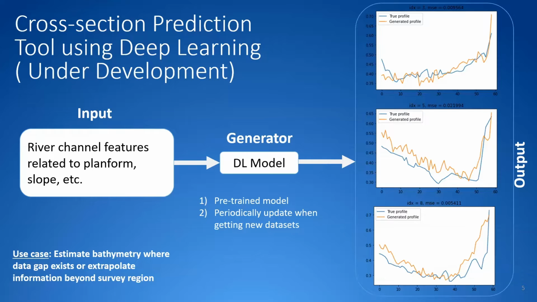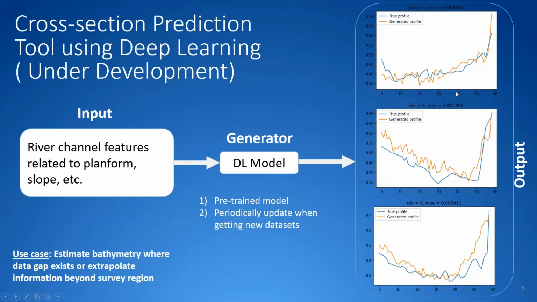The other tool that we are working on is, as I said, now let's say you are in an area where you don't have any bathymetry, but there are bathymetry datasets within that region that are available at other locations. So we are developing a deep learning model. We are going to train it by using some river channel features related to planform, slope, and maybe even some watershed characteristics. We are going to train that model to create cross sections where you don't have any data.